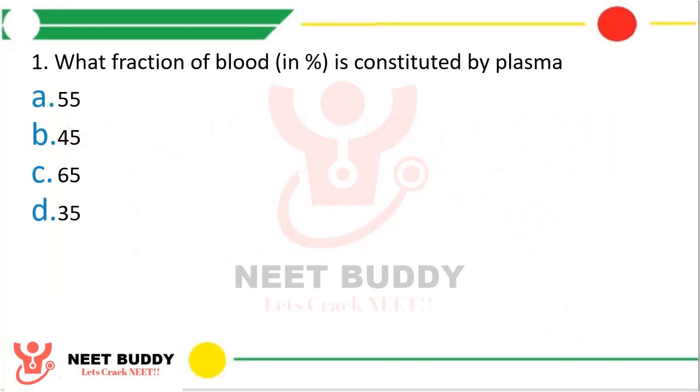Question 1. What fraction of blood is constituted by plasma? The fractions are given in percentage. Option A 55%, option B 45%, option C 65%, or option D 35%. What fraction of blood is constituted by plasma? The correct answer is option A, that is 55% of blood constituted by plasma.